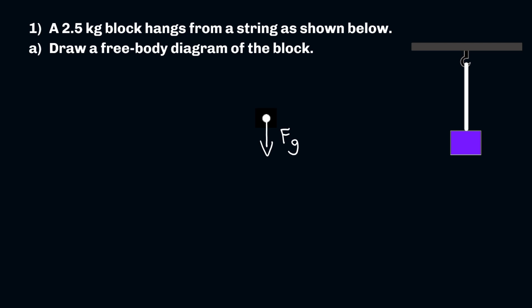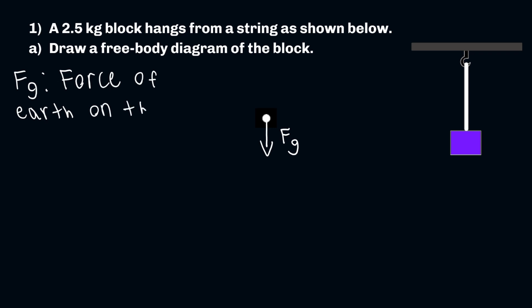So with this, now I'm going to label what this is, or annotate what this is. So we have F_G, and I know a lot of you are going to say the force of gravity on my block, but gravity is not an object. The actual object that is creating gravity that we are on right now is Earth. So we're going to say the force of Earth on the block.